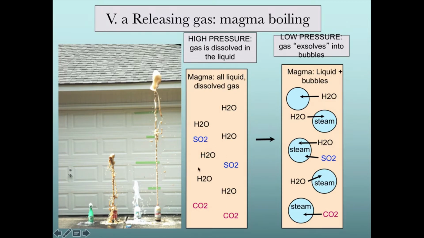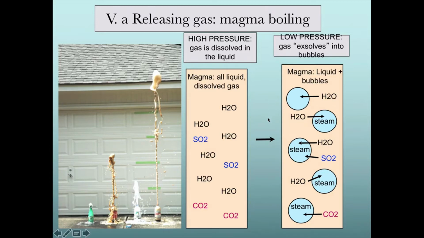When this magma column is at high pressure, all of these molecules are dissolved in the liquid. So they're just floating around individually in the liquid. You can't really tell that it's anything more than magma because it's just got all these gas molecules individually swimming around in that liquid.